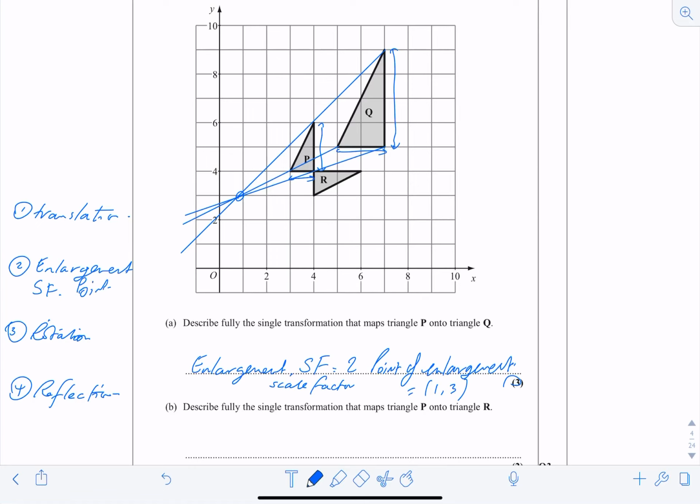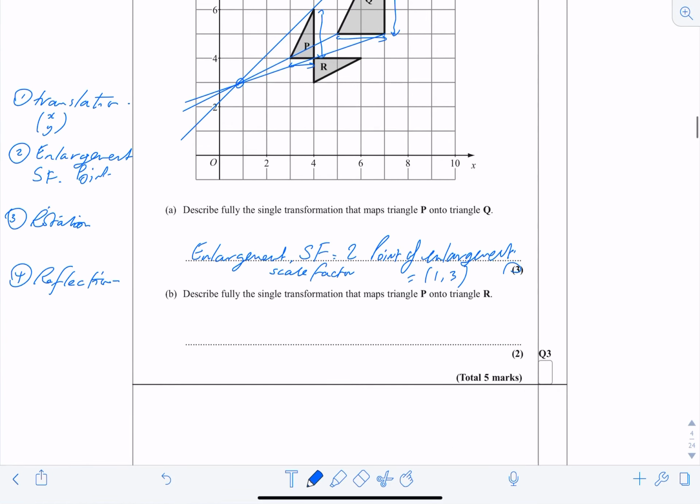Remember translation: you need to write it as a vector with your change in x at the top and your change in y at the bottom. Rotation is clockwise or anti-clockwise, and the number of degrees, and also the center of rotation. The center of rotation is not very easy though.